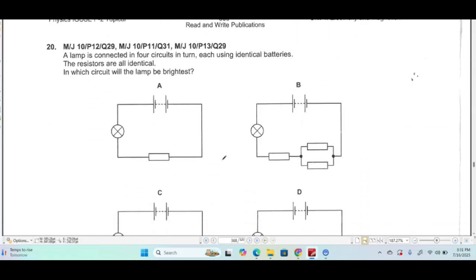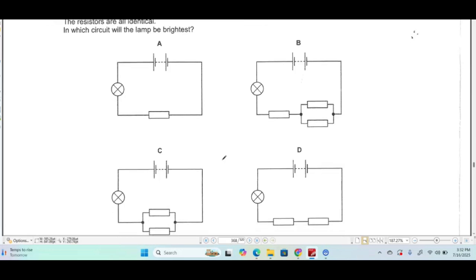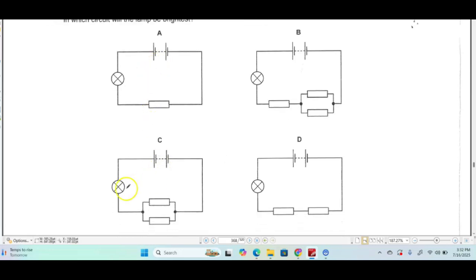Okay, question number 20. The lamp is connected in 4 circuits in turn, each using identical batteries. The resistors are all identical as well. In which circuit will the lamp be brightest? Okay, the lamp has to be brightest. The lamp is going to be brightest in C because we know that when two resistors are connected parallel to each other, their total resistance is less than the resistance of the smaller resistor. ठीक है, so this is going to reduce resistance.